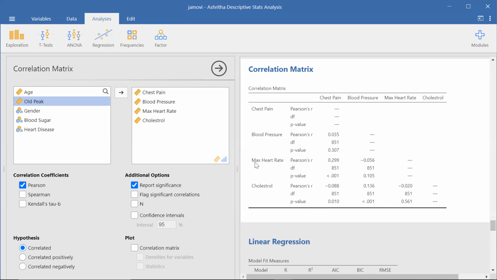Now here, for example, for cholesterol and chest pain, the null hypothesis is rejected and the alternative is accepted, that there is a relationship. Here the value is negative. A negative value indicates that there's a negative relationship between chest pain and cholesterol. However, the value is very close to 0 and it's quite marginal. So we can say there's a slight negative relationship. And that's how you can analyze the relationship between different kinds of variables in the data set using the correlation matrix.